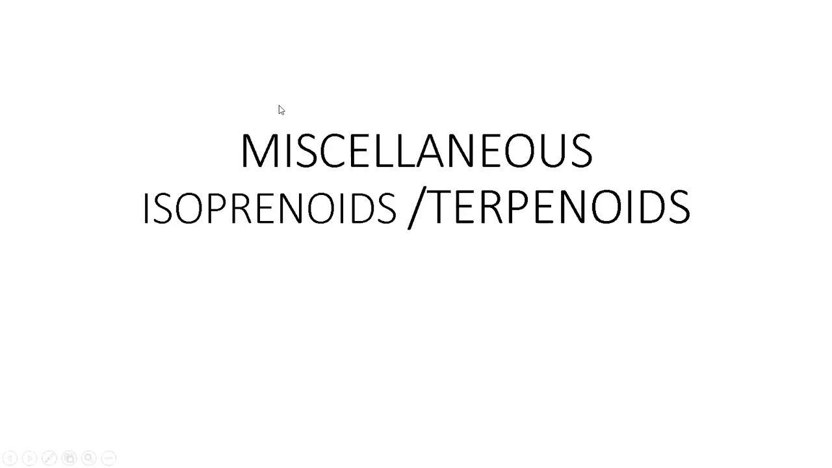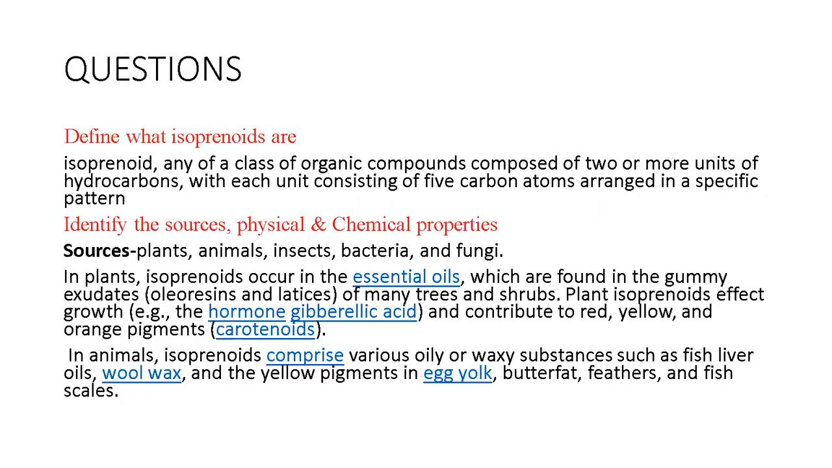So I'll be taking you through miscellaneous isoprenoids, which are also called terpenoids. I had a few questions before we begin. How do we define isoprenoids? They are any class of organic compounds composed of 2 or more units of hydrocarbons, with each unit consisting of 5 carbon atoms arranged in a specific manner. Identify the sources, physical and chemical properties.